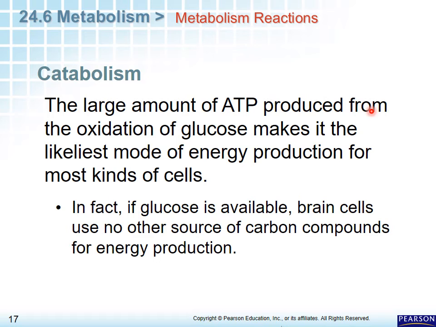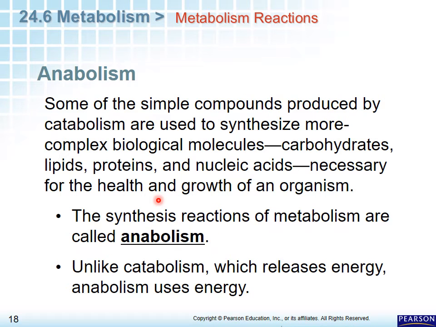The large amount of ATP produced from the oxidation of glucose makes it the likeliest mode of energy production for most kinds of cells. In fact, if glucose is available, brain cells use no other source of carbon compound for energy production. So that's why, if you need instant energy, have glucose.